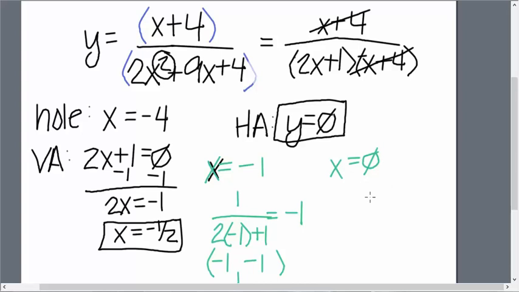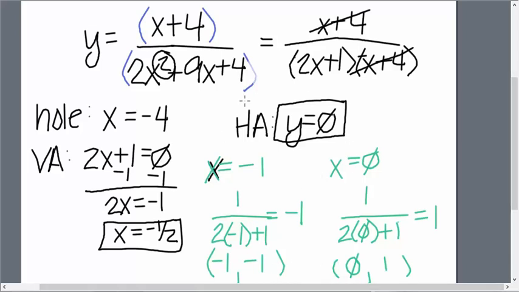The next one I'm going to plug in x equals 0. So 1 over 2 times 0 plus 1, or in other words, 1 over 1, which gets me positive 1. My coordinate point again is what you put in, comma, what you got out. We plugged in 0, we got out positive 1. So you're just going to plot these two up and get your little branches for your graph.